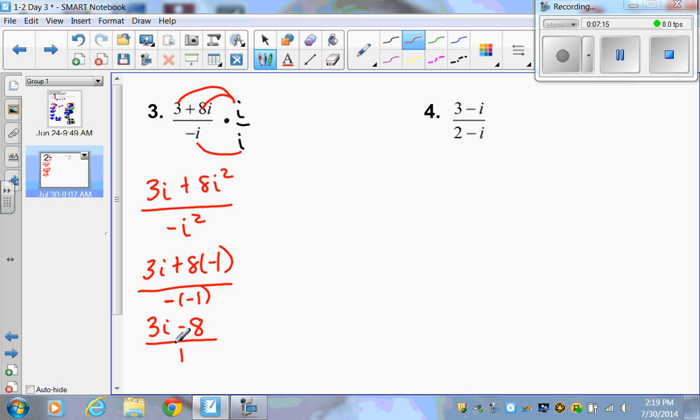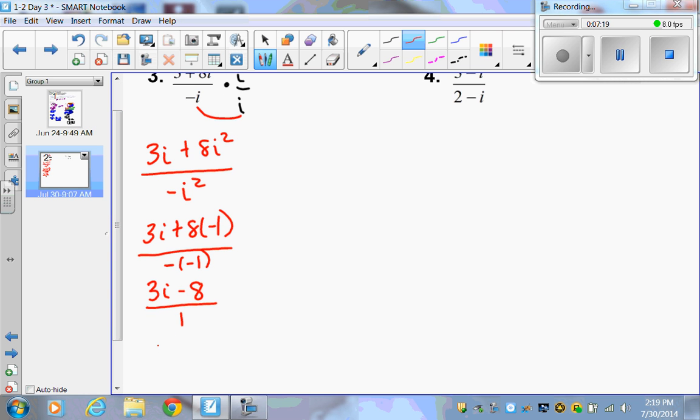Put this back in standard form. So my answer to example 3 would be negative 8 plus 3i.